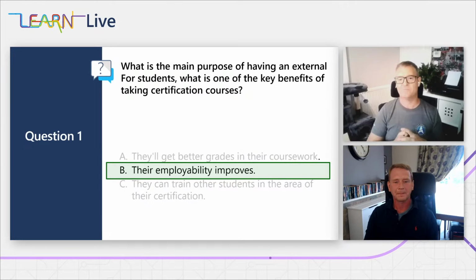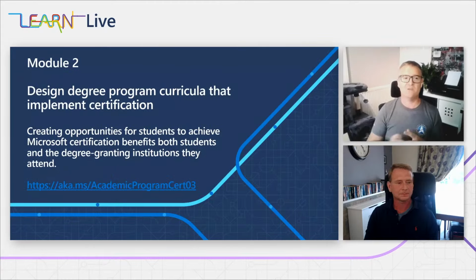So now we're going to move on to module 2. So module 2 is designing degree program curricula that implements certification. So the whole goal here is about creating opportunities for students to achieve Microsoft certification benefits and both achieve their degree or award body institutions. So what we want the student to end up with is both an academic qualification or certification and a professional certification. Again, that creates a differentiator in the market because the student has their degree or their college program plus a professional certification.